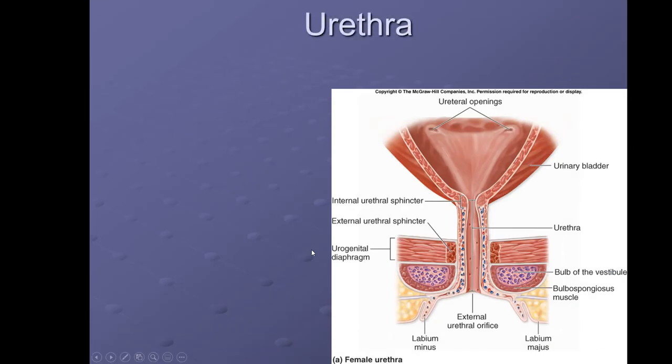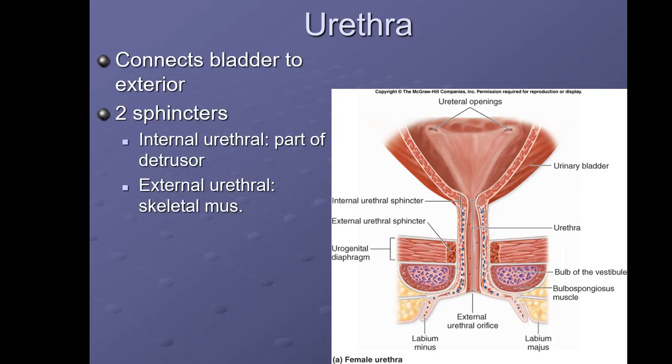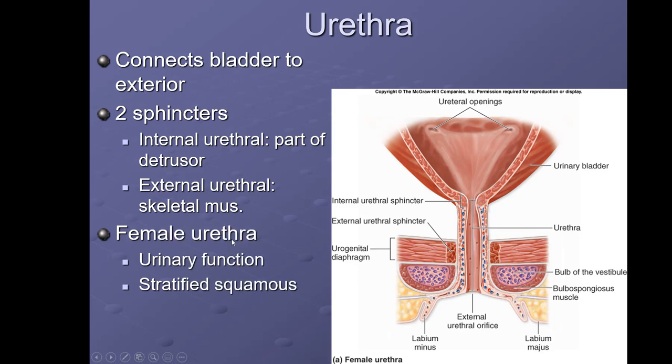And lastly, the urethra on the way out. It connects the bladder to the exterior. It's going to obviously look different in males and females. So this is the female urethra. One of the important things to know here is that it's lined with stratified squamous epithelium because of all the friction as the urine passes through.